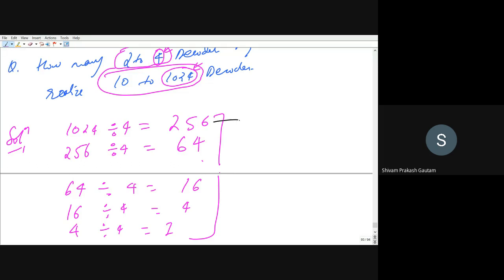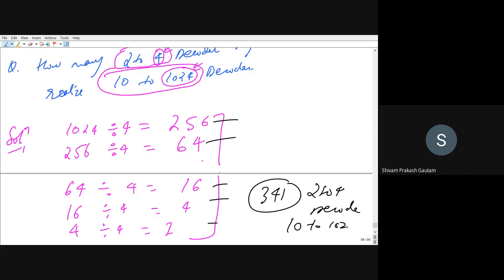If you add this, it will be 320, 340, and 341. So 341 2 to 4 decoders you will be requiring to make a 10 to 1024 decoder. Right? So this is one example.